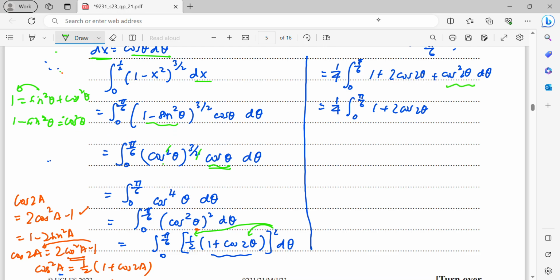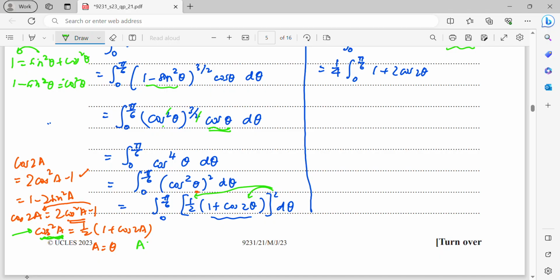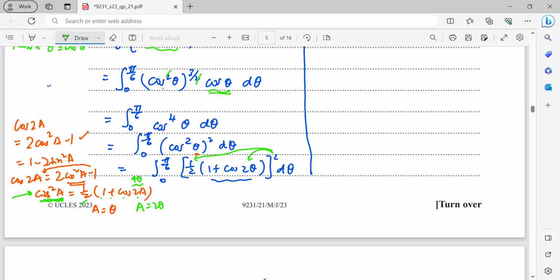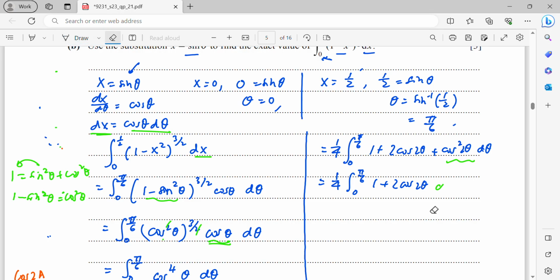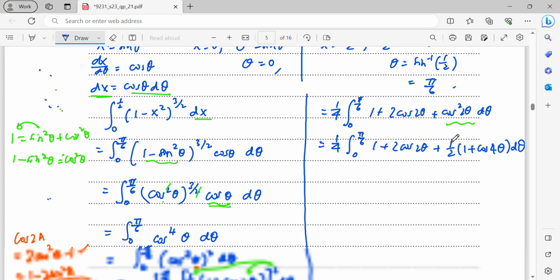Okay, so this cos squared 2 theta, you refer back to this formula, this identity, but now you let the a be 2 theta. So when you let a be 2 theta, that means this one becomes 4 theta. Okay, so I will direct replace now. So it will be half of 1 plus cos 4 theta. So this is my integration. These are the terms that I need to integrate. So now I will integrate term by term.